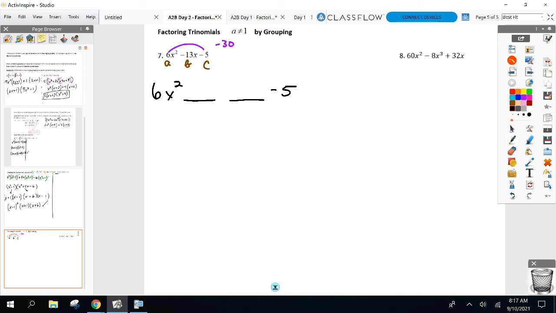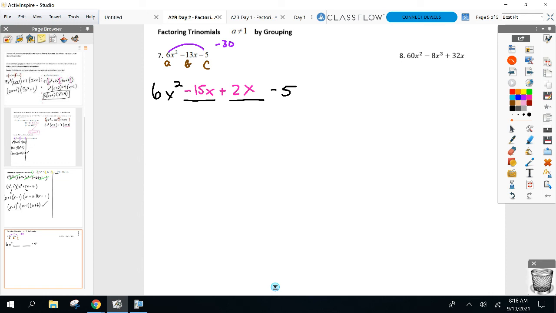Think I got it? Anybody? Michael? Negative 15, positive 2. 15 and 2, yep. Ready, everybody? Negative 15x plus 2x. Everyone see? Multiply them. Everyone see where the negative 30 comes from? Add them. See where the negative 13 comes from.